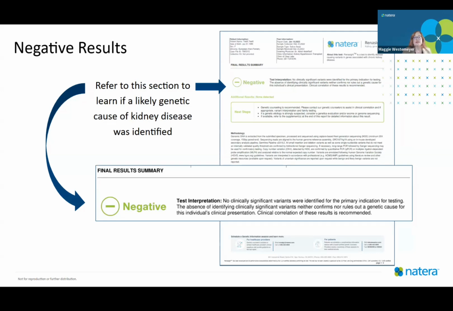And so, as stated in the test interpretation section, not identifying clinically significant variants on genetic testing neither confirms nor rules out a genetic cause for a patient's clinical presentation. So keep in mind that while genetic variants may be reported in the carrier results or the VUS sections that follow on the report, if the overall heading's negative, those additional findings aren't considered diagnostic and they're not expected to provide a genetic or clinical diagnosis, if you will.